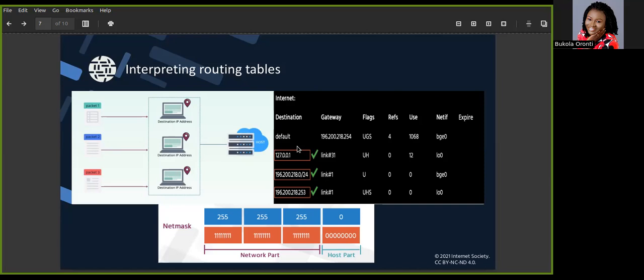And then we have what we refer to as a gateway. The gateway gives you the information about the IP address of the router that can forward packets to any other place outside of its own local connection.